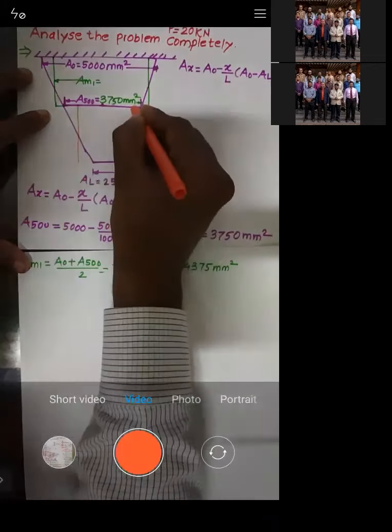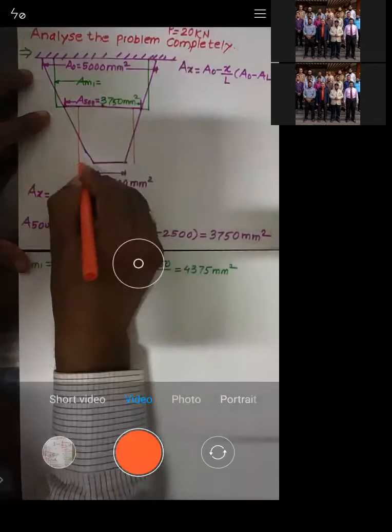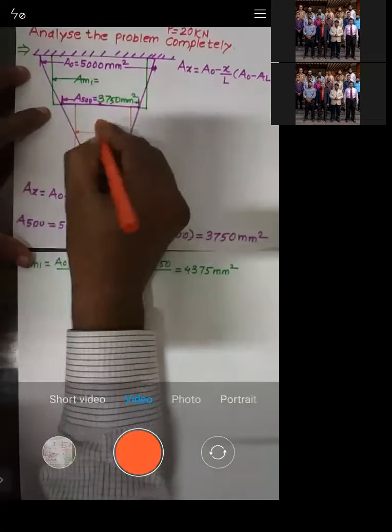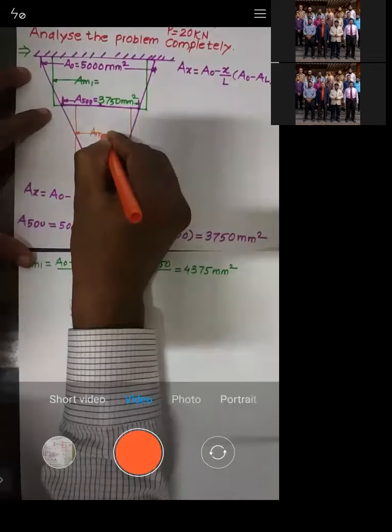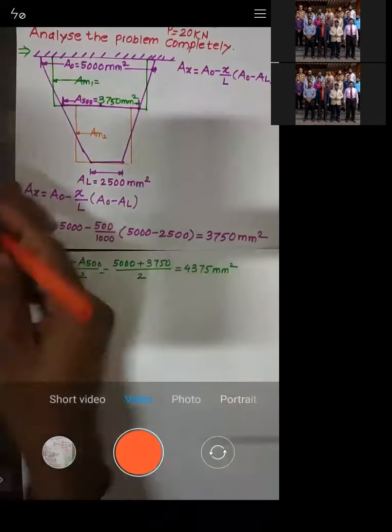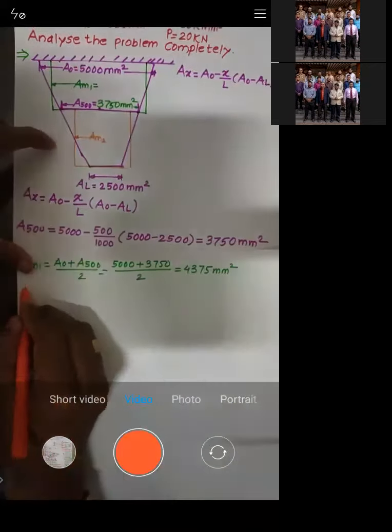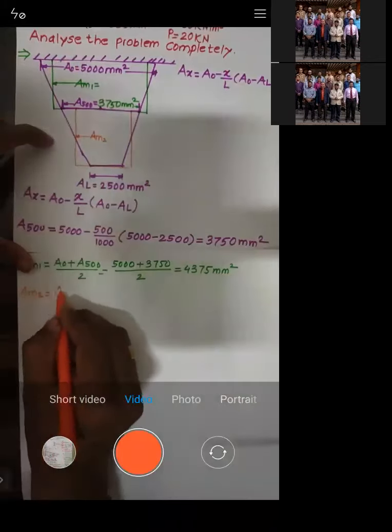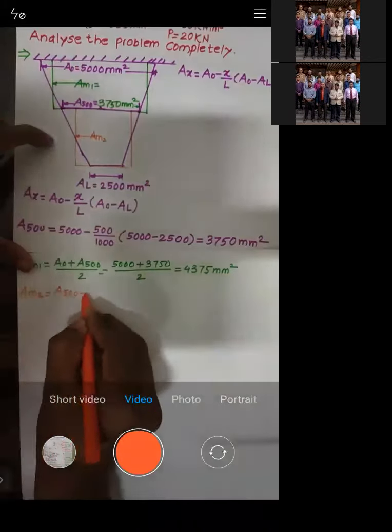Okay, so I'll just take the mean of this. This is the mean area which I'll get. I will call this AM2. This is a mean area, AM2, right? So I will calculate AM2. AM2 is the mean of A500 and AL.